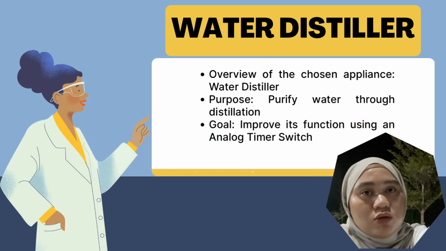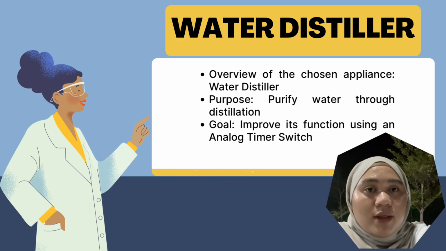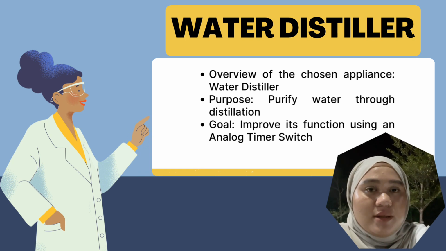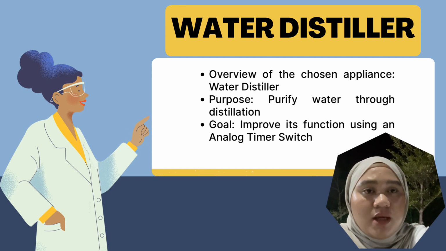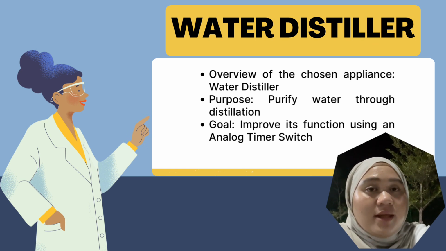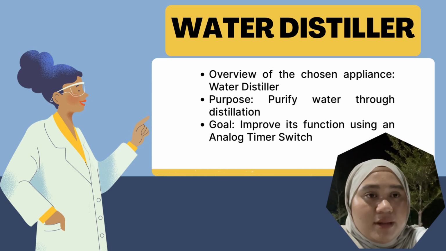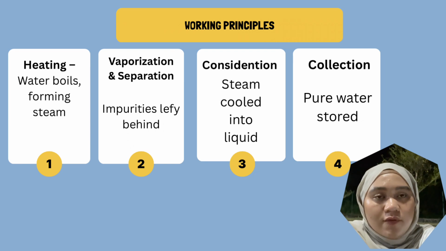So I will introduce the water distiller. A water distiller is a device that purifies water by removing contaminants through the process of distillation. Distillation involves heating water to produce steam, then cooling the steam to condense it back into pure liquid water, leaving behind impurities. Next, there are 4 steps of working principle.